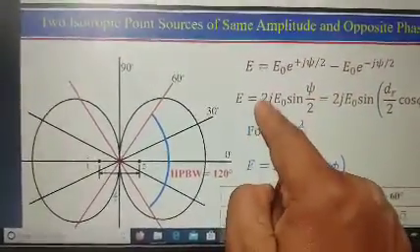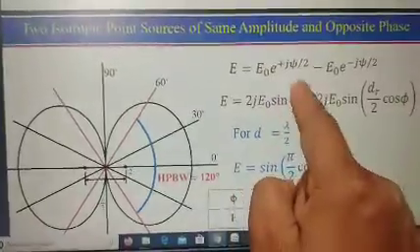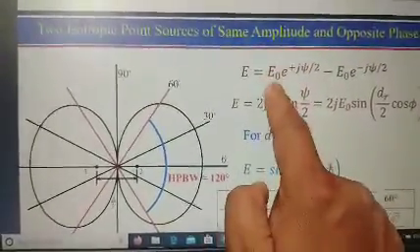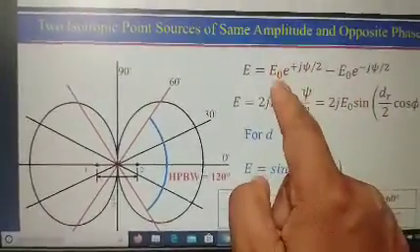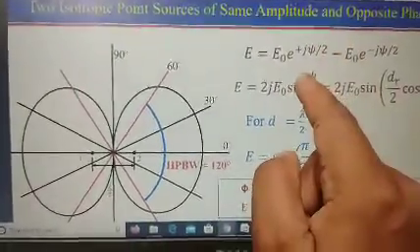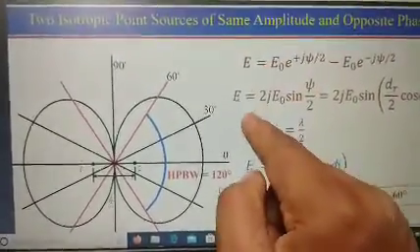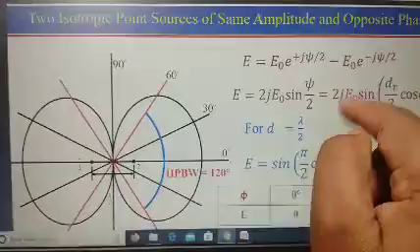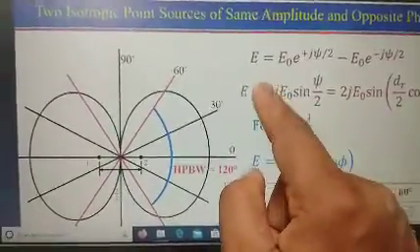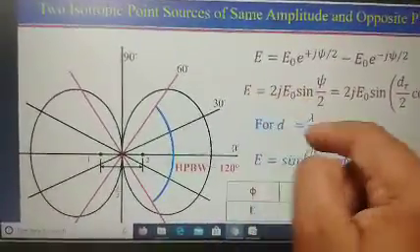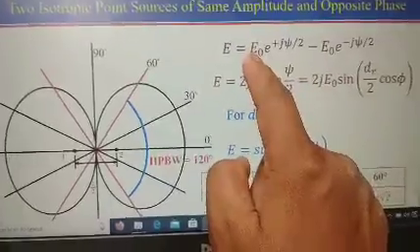Hence E equals 2j E0 sin psi by 2. Here E0 is taken as common, and e raised to plus j psi by 2 is also taken as common. Then 2j divided by 2j and multiplied by 2j, this 2j gets cancelled, and it reforms the original equation.